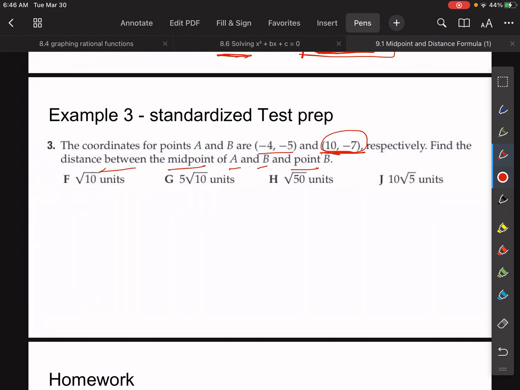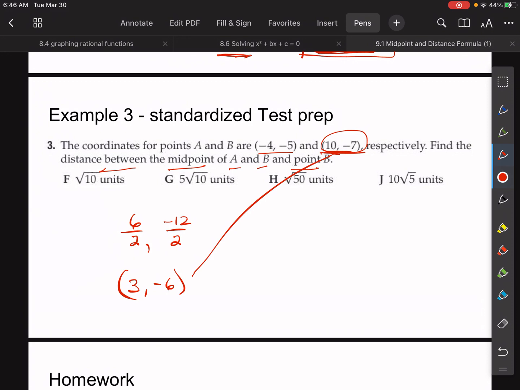So for the midpoint, we're going to add the x's together. I get 6 over 2. And then add the y's together. Negative 5 minus 7 is negative 12 over 2. So the midpoint's going to be at 3, negative 6. Okay? So now I'm going to use that and point B. You've got to read your question carefully. That and point B, and I'm going to use my distance formula now.